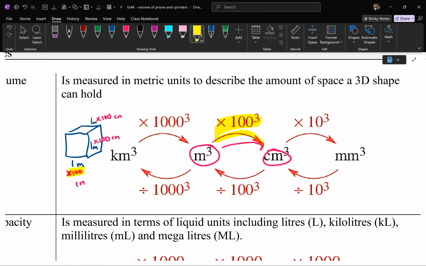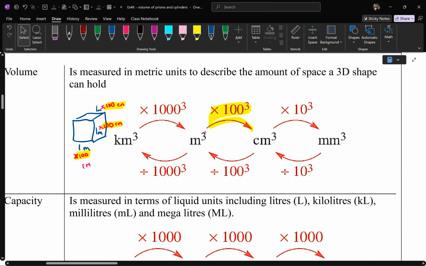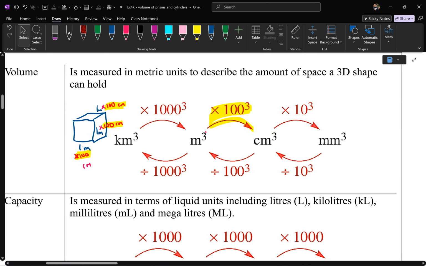That's where it's coming from. So timesing 100 3 times is why we cube the transformation, for all the conversion units. So that's the reason why we do that. Otherwise, if you know how to convert length units, then you know how to do area units, and hence you know how to do volume units.